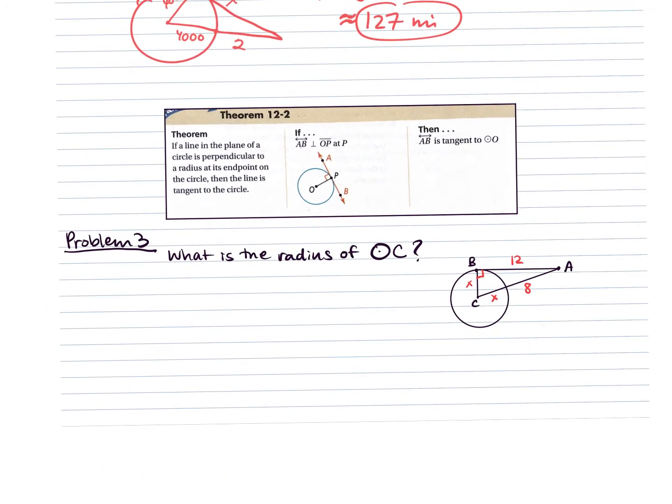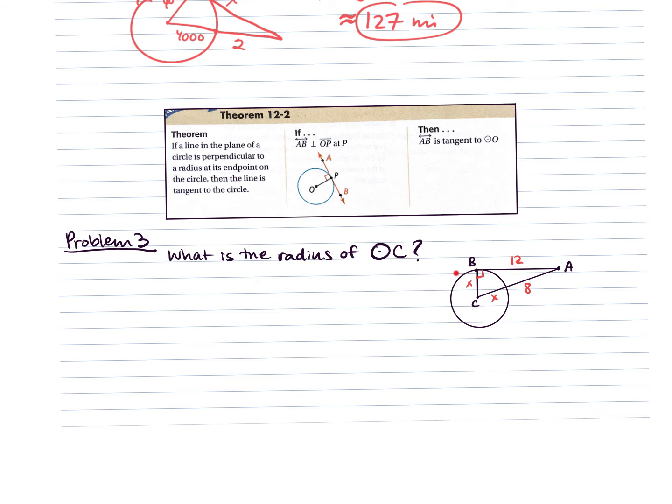So here's another theorem. It's basically the converse to the one before. If the line in the plane of a circle is perpendicular to the radius, then it has to be tangent. If there's a line that's perpendicular to a radius, that means it is tangent. You can see here, because this is 90 degrees, this is going to be tangent. So that's what this theorem is saying.